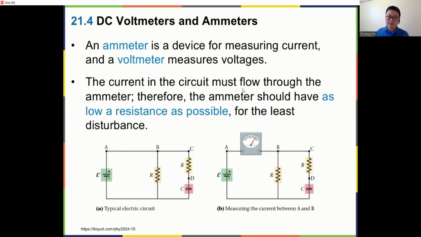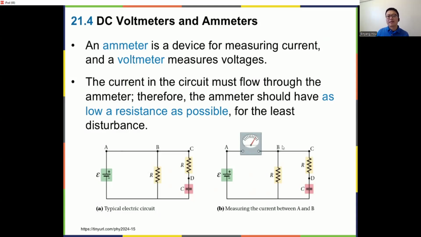Now going back to the current meter, the ammeter. The ammeter measures current, the current that goes through an element. So the ammeter will be in series with the part of the circuit you want to measure. You do not want to disturb the current through the circuit, so the resistance should be as small as possible. An ammeter is pretty much just like a conducting wire, so it has very small resistance and doesn't disturb the current going through the rest of the circuit.